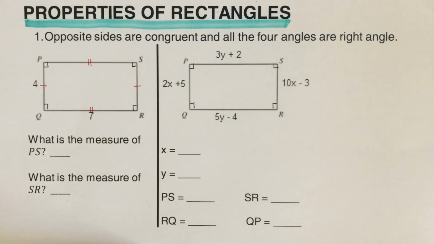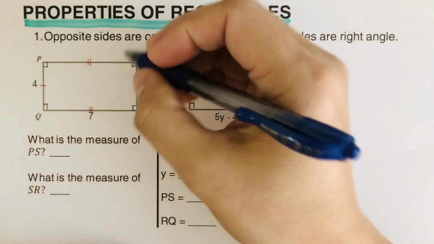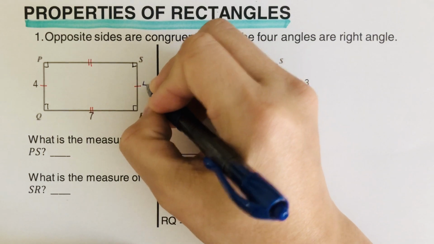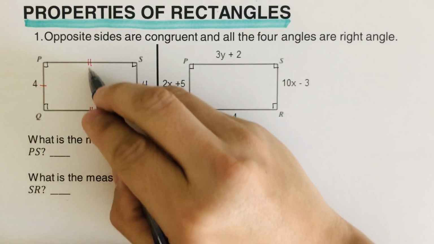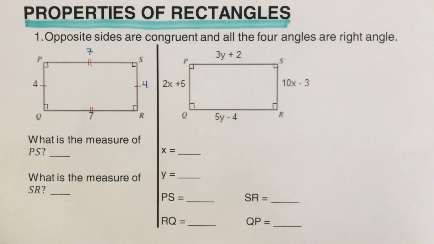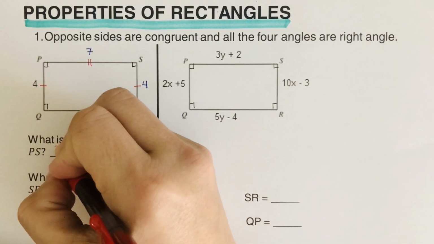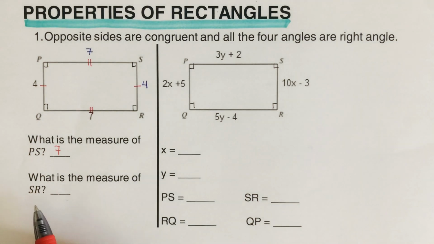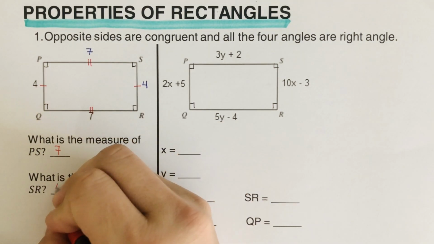So from here, we can say that if this side is 4, this side would also be 4. And if this is 7, this side would also be 7. So then we can go ahead and fill this in. Our PS should be 7, and our SR is 4.